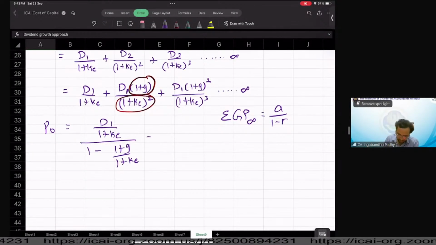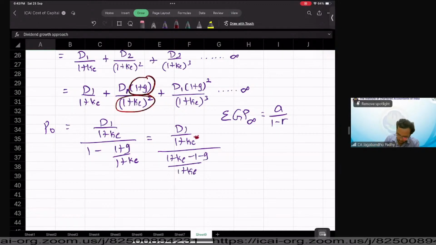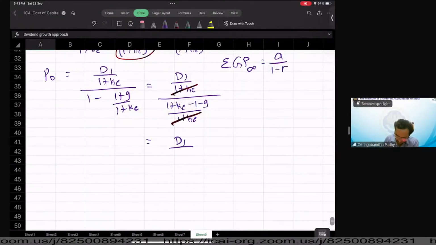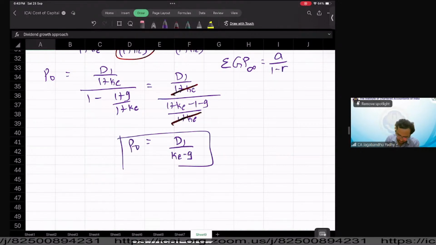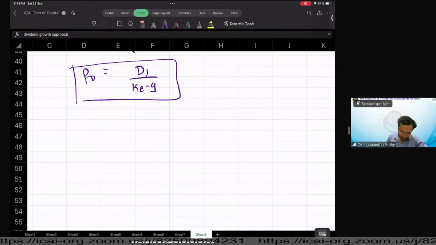Correct? If we simplify this, it becomes D1 upon 1 plus K, the whole divided by (1 plus K minus 1 minus G) upon 1 plus K. So your 1 plus K gets cancelled, and what we have now is D1 upon K minus G. So this is the formula that we have: the price under the assumption that dividend is going to grow at a constant rate is D1 upon K minus G.